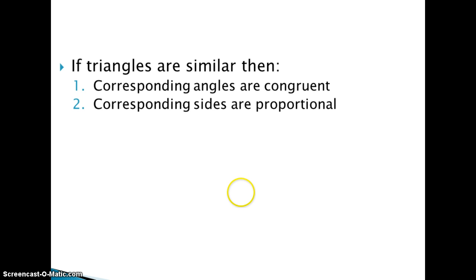As a quick reminder, proportional means that the ratio of the sides is equal. So if I pick any pair of corresponding sides in one triangle, they have the same ratio as any other pair of corresponding sides in the same two triangles.